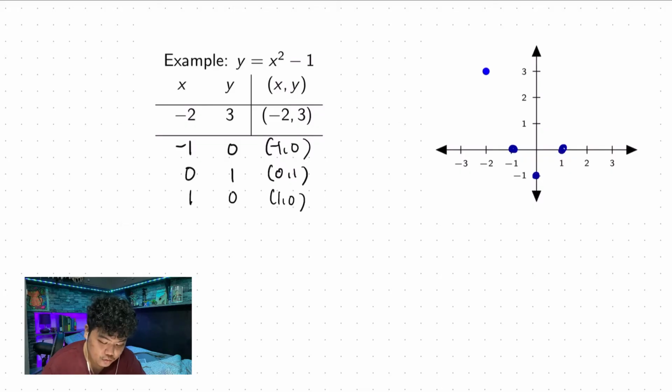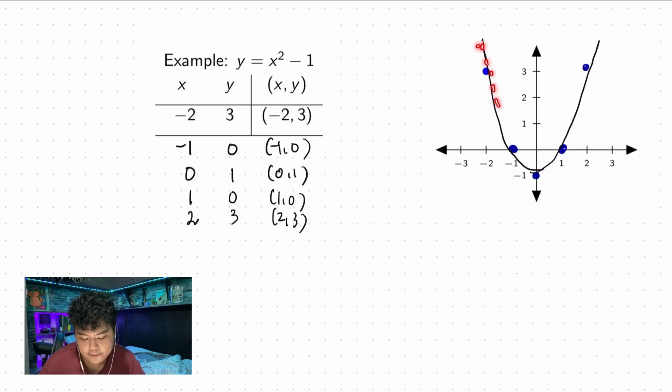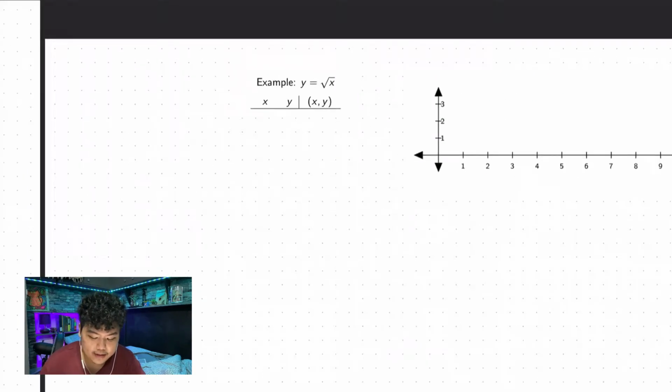And when x is 2, ano ang y mo? 3. So, 2, 3 ay nasa graph din. At pag kinonect mo yung mga points na yan, you will get something like this. So, para maging mas accurate yung graph mo, magpa-plot ka lang ng magpa-plot ng maraming points, tapos connect the dots lang. So, ganyan yung gagawin natin sa lahat.